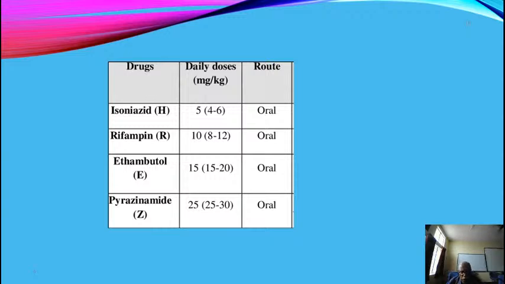Most of the time INH and rifampicin are given in a single dose. Only pyrazinamide, since it is associated with gastrointestinal upsets, we give in 2 divided, equal doses.